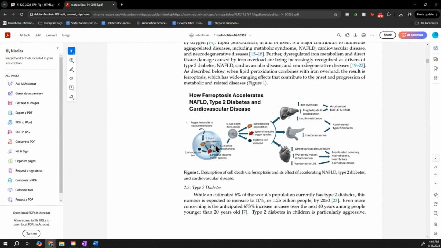So if you do damage to those lipids, to those fats, which is the same thing as a lipid, in case you weren't aware, then you end up having a slow destruction of the mitochondria.